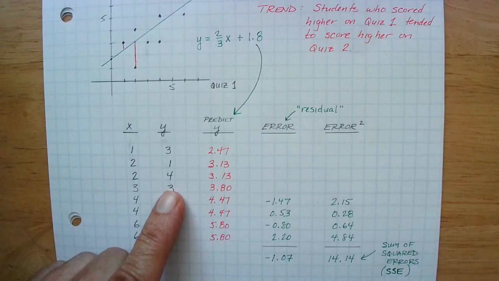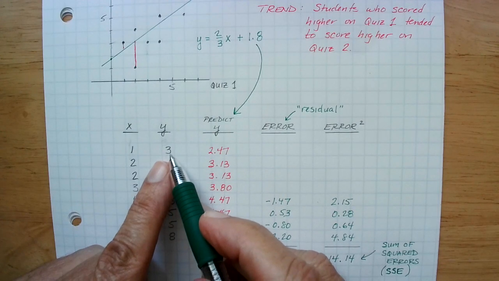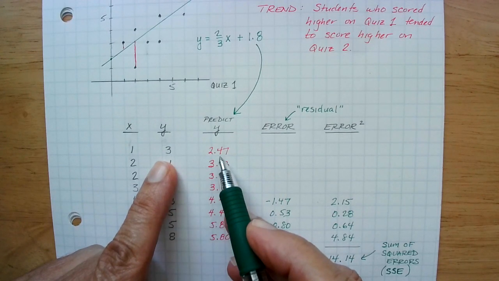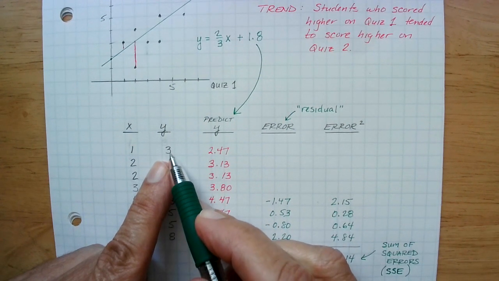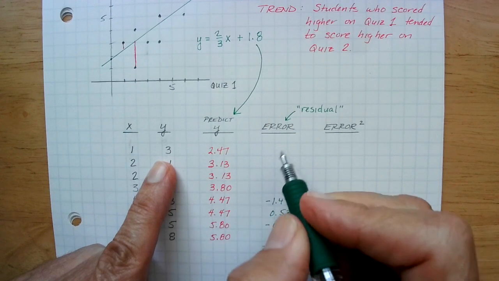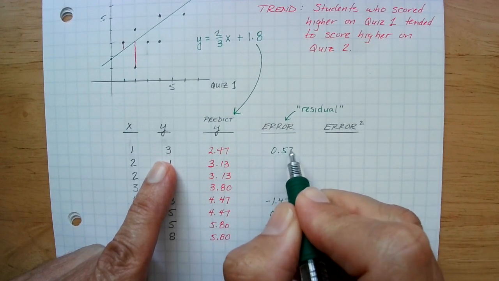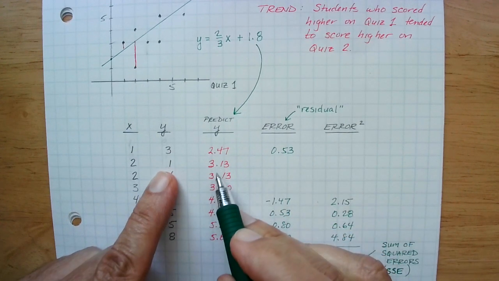And so to find error, you're going to take what really happened for the y minus what your equation is predicting. So in this first case, I would do 3 minus 2.47, and I would get about a 0.53.